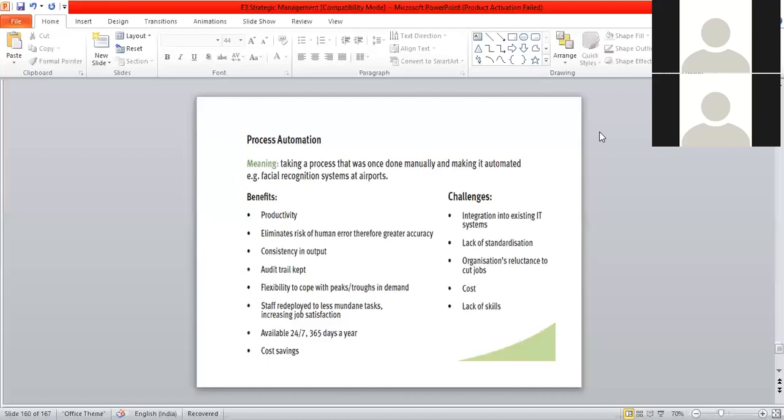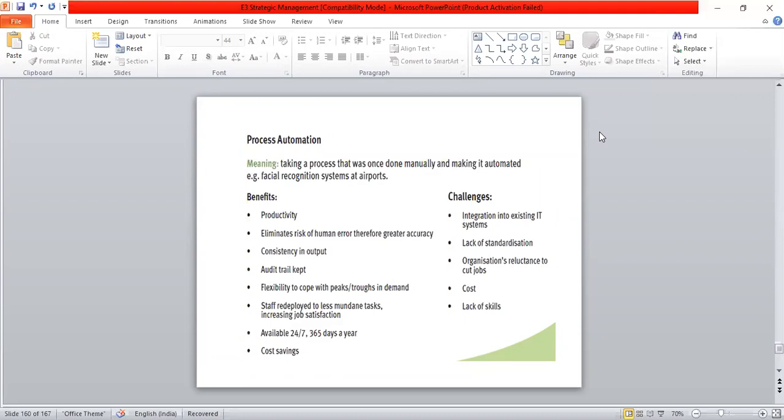It also can be used for having an audit trail. It can be verified, it can be cross verified, cross checked with that. Then flexibility to cope with peaks, troughs in demand. So when the demand is high, with the help of automation it can still be met. And then staff deployed to less mundane tasks, increasing job satisfaction.